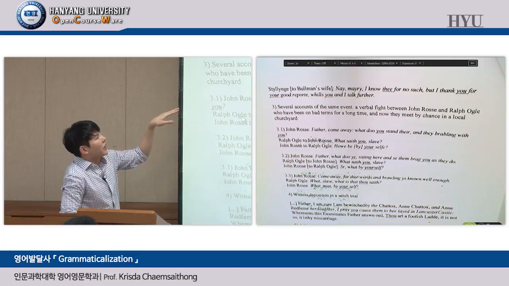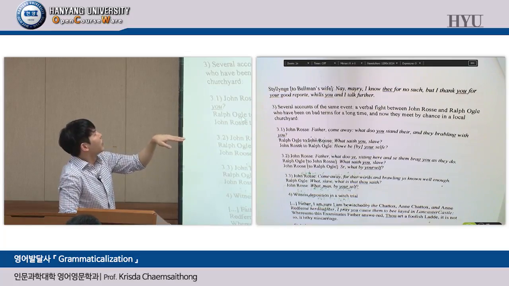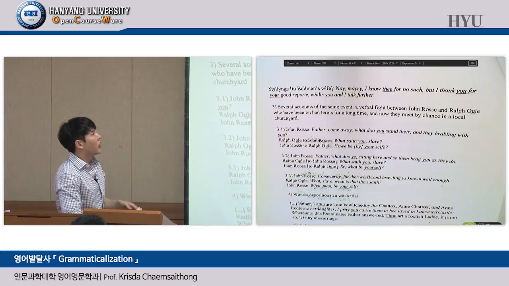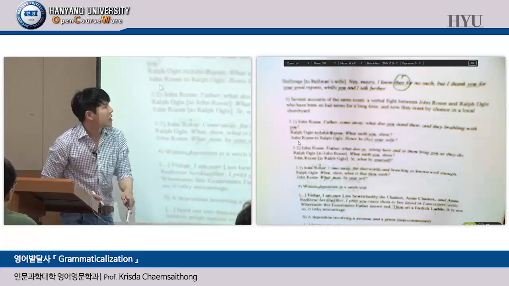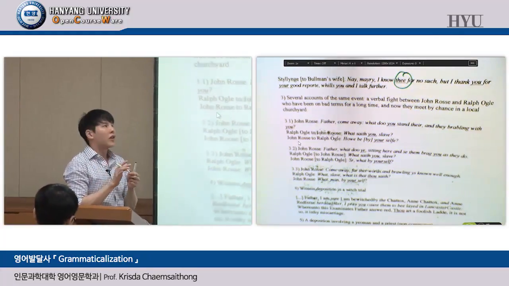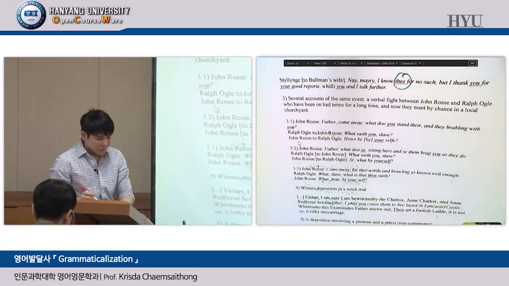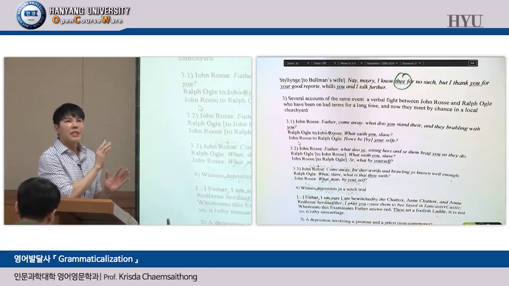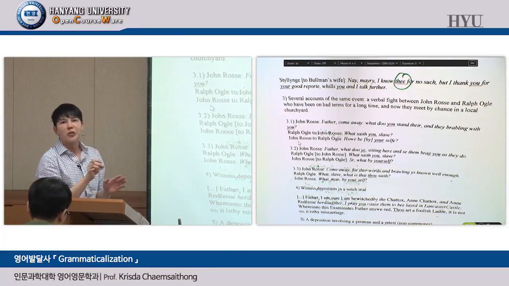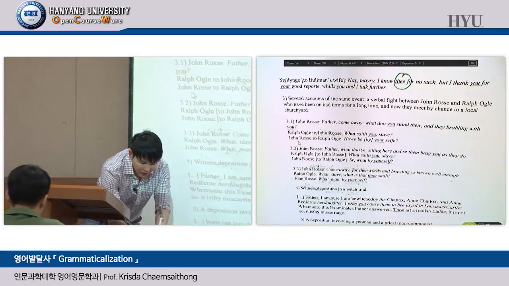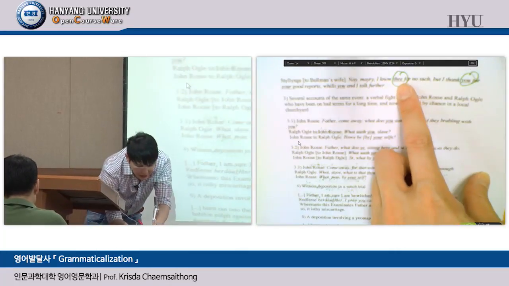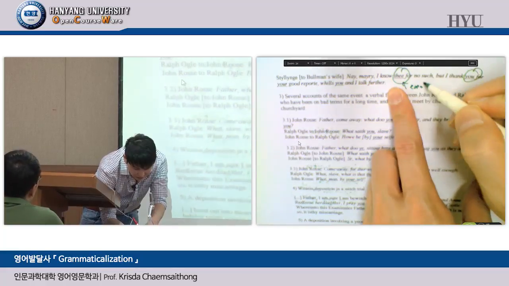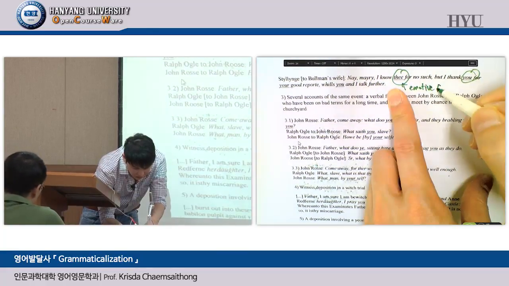"No, I know thee for no such, and I thank you for your good report, while you and I talk further," right? So you see that there's the switch of you to thee here, right? Although the person ends with, "I thank you for your good report." So what governs the use of thee here is the emotive function again, right? So emotive function.